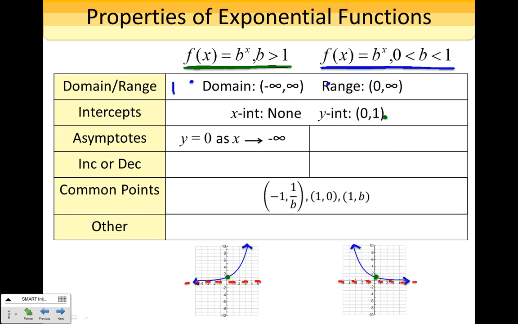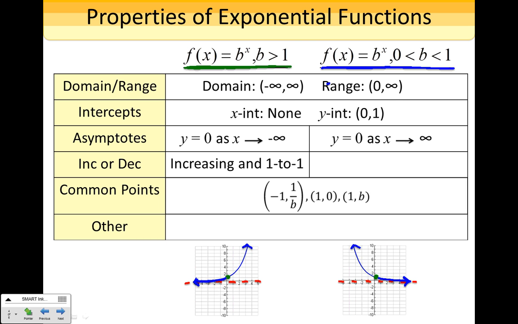So domain and range, y-intercept, none, x-intercept. For the horizontal asymptotes, they have the same asymptote. The only difference is that for b greater than 1, the graph follows it as x approaches negative infinity. So it follows the asymptote as it moves to the left. In the function where b is between 0 and 1, the function follows the asymptote as it approaches positive infinity.